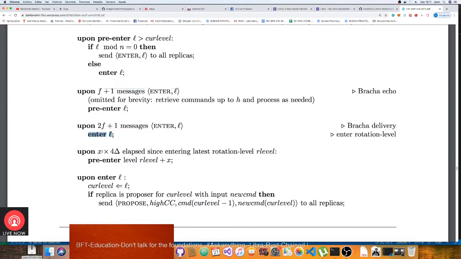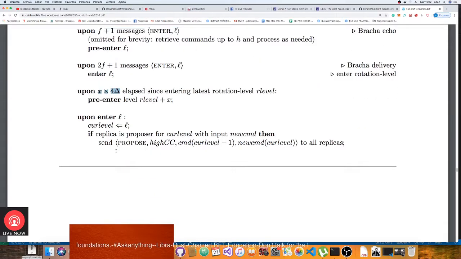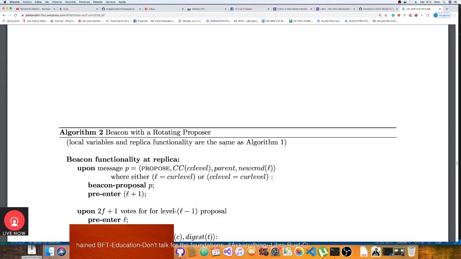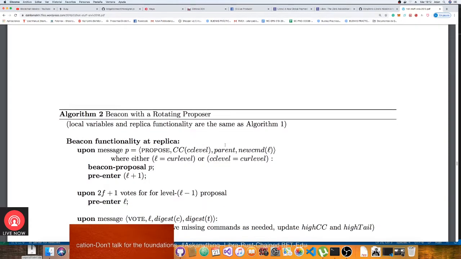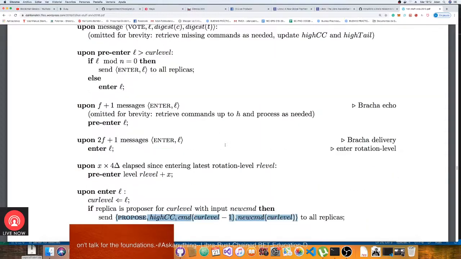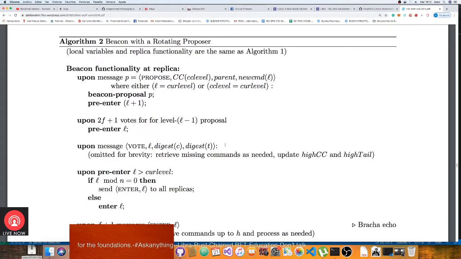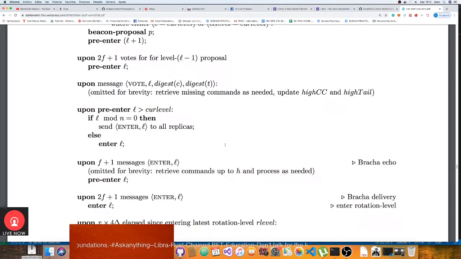And then you have to deal with the entropy of the quantity of these 4 delta ellipses signs entering last rotation level. So far, the last finality is if a replica is a proportion for the curve level with input name C, then send this to all replicas. So this is the first from scratch about this rotating processor. Remember, that is a liveness condition for the BFT protocol. And you need to start thinking in the lemmas and theorems to validate this algorithm.